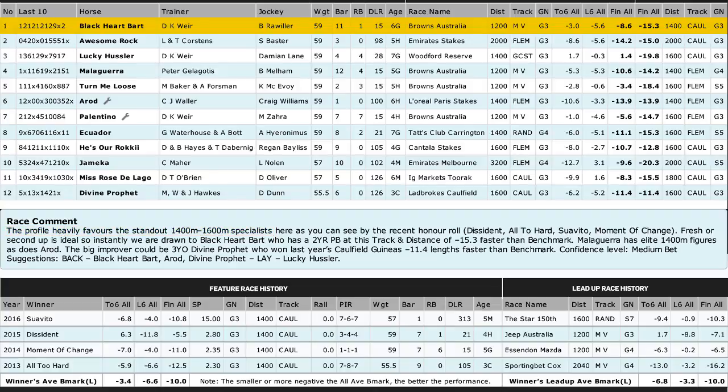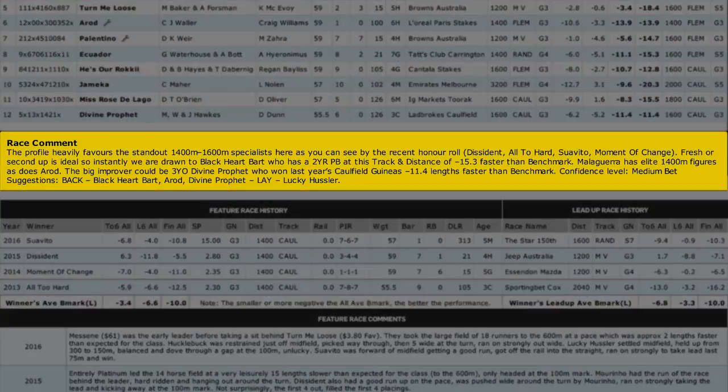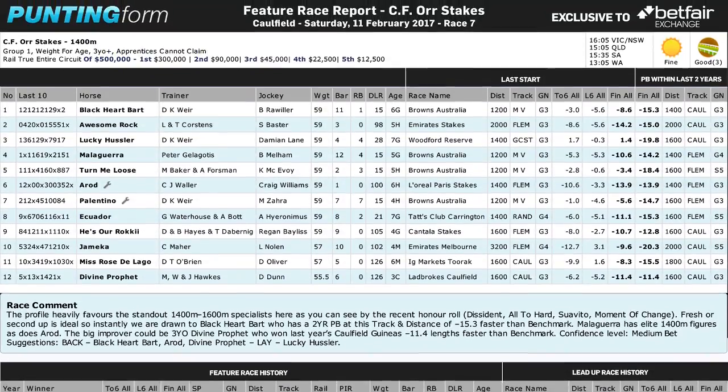If he can overcome his wide gate, which previous winners have, he only needs to run within 3 to 4 lengths of his PB figure to win. An improvement of 2 to 3 lengths off his first up run at Moonee Valley would be enough. The Punting Form team complete the race comment section to summarise the feature race report, but obviously you can form your own conclusion by interpreting the data.